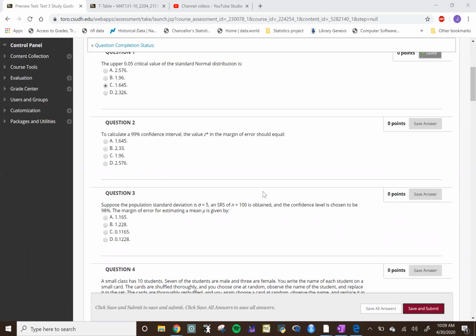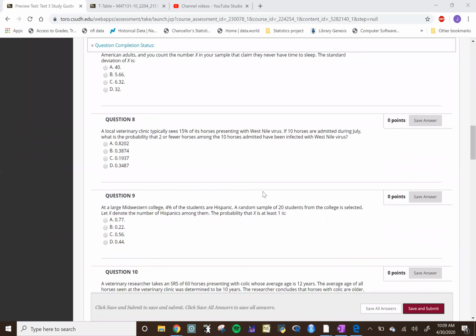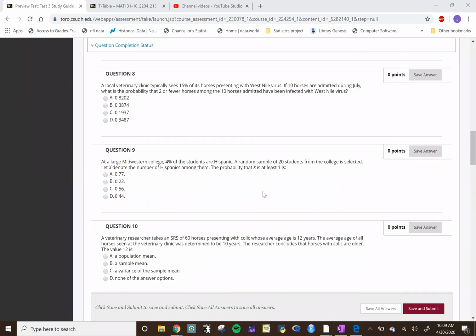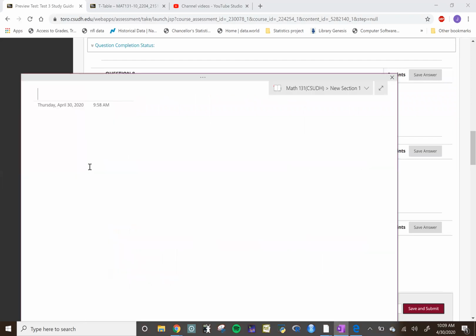All right, number 8. So if you look at this one, it says a local veterinarian clinic typically sees 15% of its horses presenting with a West Nile virus. So pretty much when they give me that, they're giving me P. So we know P is equal to 0.15.